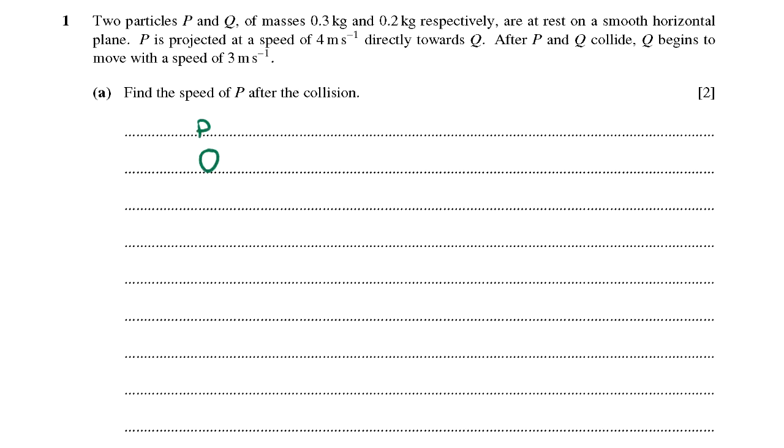Two particles, P and Q, of masses 0.3 kilograms and 0.2 kilograms respectively, are at rest on a smooth horizontal plane. P is projected at a speed of 4 meters per second directly towards Q. After P and Q collide, Q begins to move with a speed of 3. Find the speed of P after the collision.